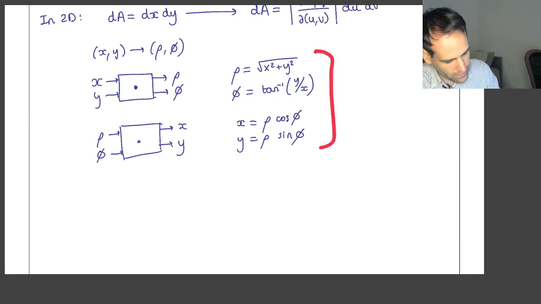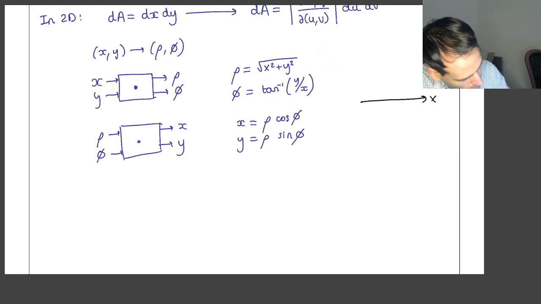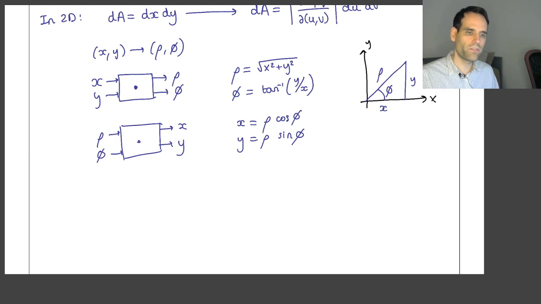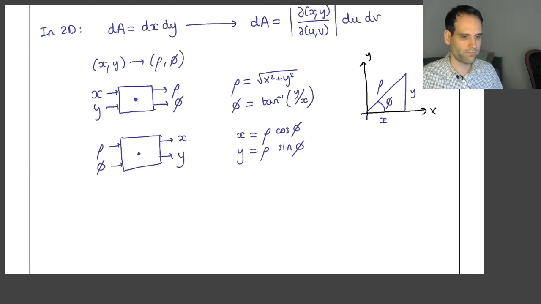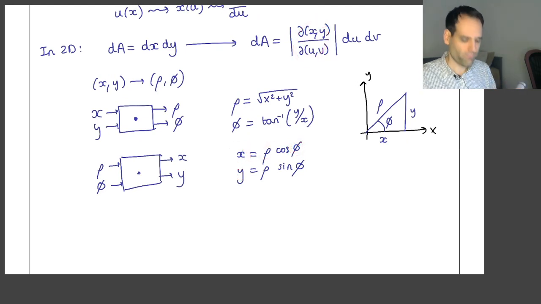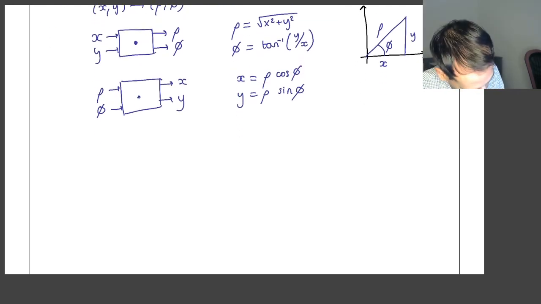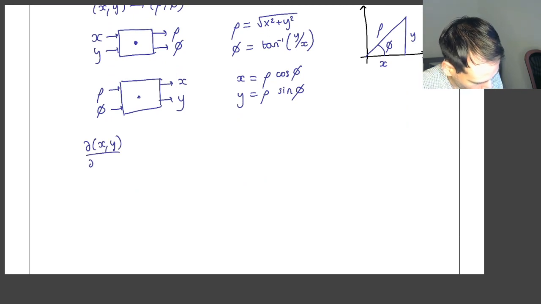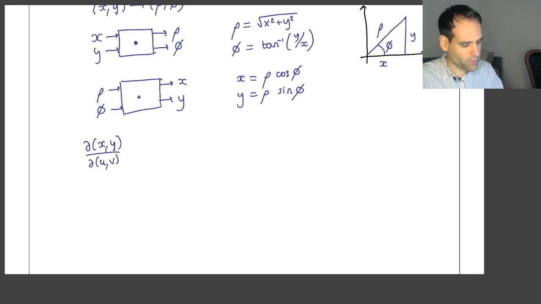Remember that all these 4 equations are very easy to derive if you remember to draw a triangle where this is phi, this is rho, this is y and this is x, right? So with trigonometry you can figure out all of these relations. So now that we have a function that writes x and y as a function of rho and phi, we can calculate the Jacobian matrix. So the Jacobian matrix is going to be xy with respect to uv, and notice that the way in which we write this is already useful because it's telling us that we need to do the derivatives of x and y with respect to u and v.